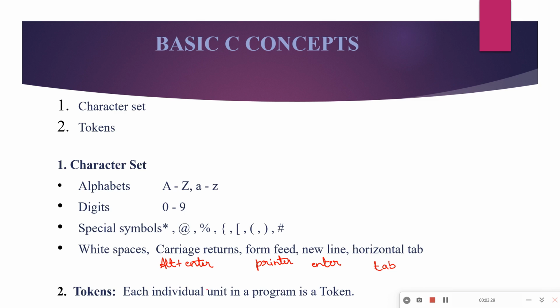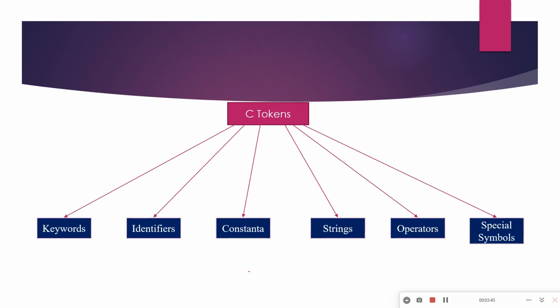Then tokens. A token is nothing but the smallest element of a program. These tokens should be meaningful to the compiler, to the C compiler. We have 5 different types of tokens, but in a few textbooks they have added special symbols also as a C token. So that's why I have included it here. Special symbols you are already aware of, right? So I won't explain again.